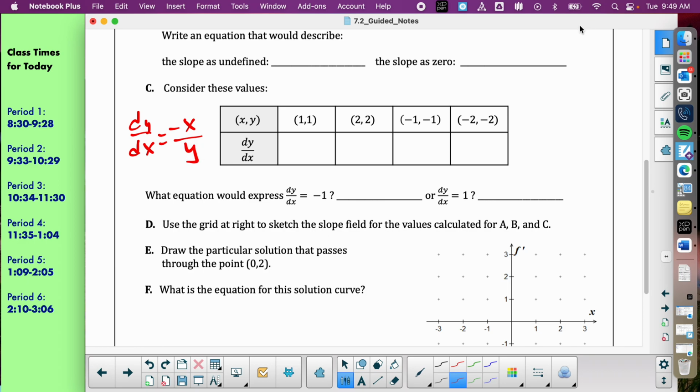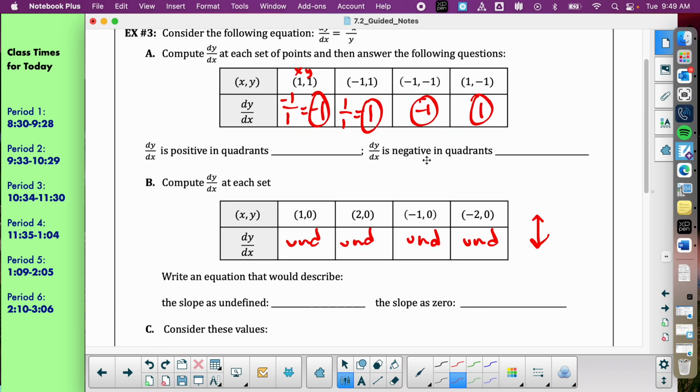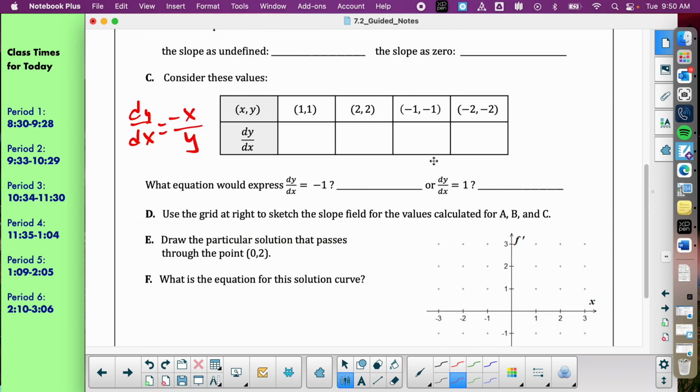One, negative 1. Didn't we already plug in 1, 1? Yeah, we did. Why would they pick the same spot? Whatever. Negative 1, negative 1. They're all negative. If the two numbers are the same, they would always cancel each other out to leave a 1 and then the negative symbol. I forgot there was a negative.